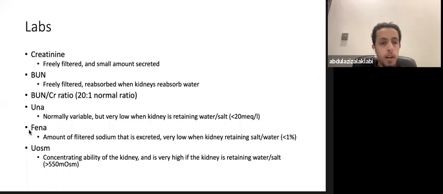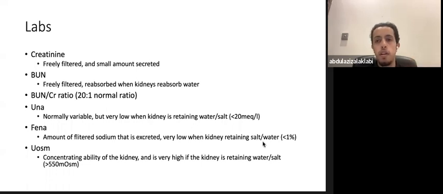Now, the FeNA, or the fractional excretion of sodium, is a different value. It's actually the percentage of sodium that was filtered. So let's say 100 is filtered in the kidneys. What's the percentage of sodium that we found in the urine? That is FeNA. So again, it's the amount of filtered sodium that is excreted, and it is very low when the kidney is retaining salt or water.